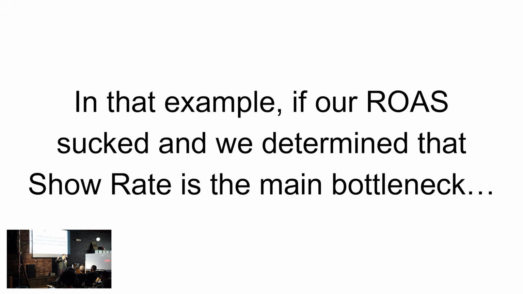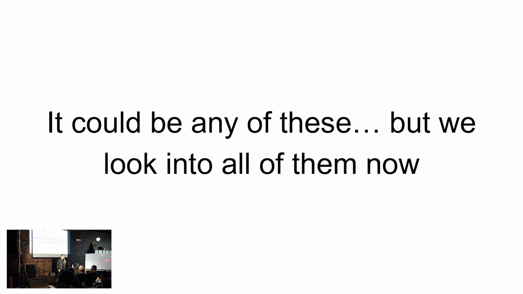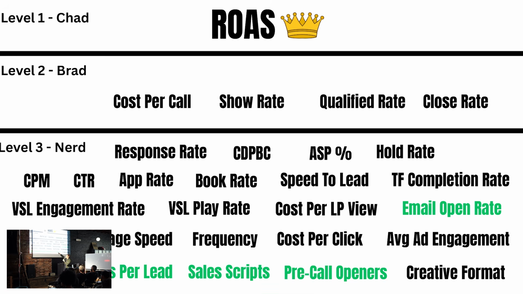So in that example, if our ROAS sucked and we determined show rate is the bottleneck, then again, we start to drill into those level 3 metrics to see which of those is causing show rate to suck. So it could be any of these ones or some of the other ones that we mentioned, right? Could be your email open rate sucks, average touch points per lead, maybe people are just reaching out one time, if that. Sales scripts could suck, pre-call openers could suck, so nobody's actually replying to you before sales calls.